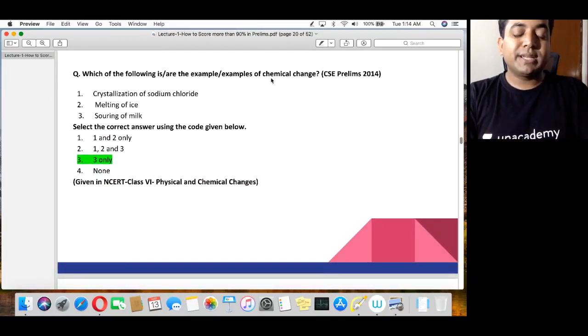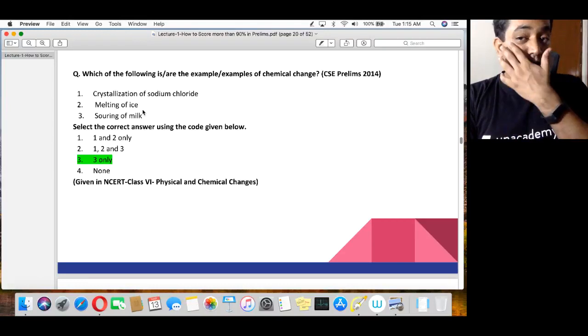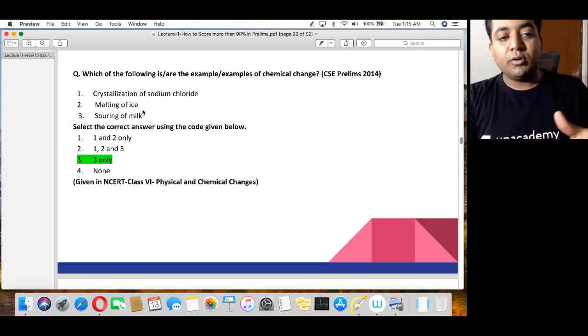Which of the following is a chemical change? Crystallization of anything cannot be a chemical change, it is just a physical change. Melting of ice obviously is not a chemical change, it is very easily reversible. Again you cool it down, it will become ice.